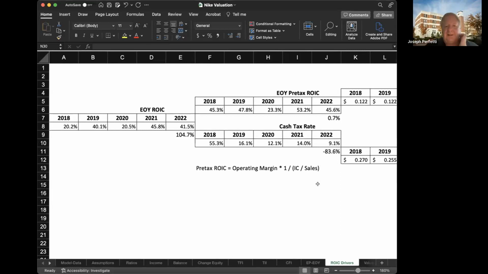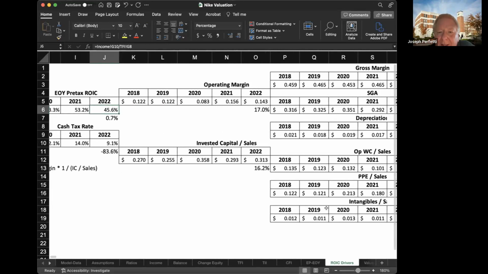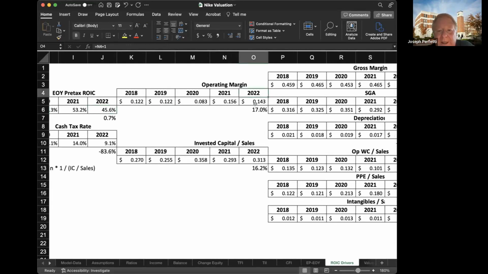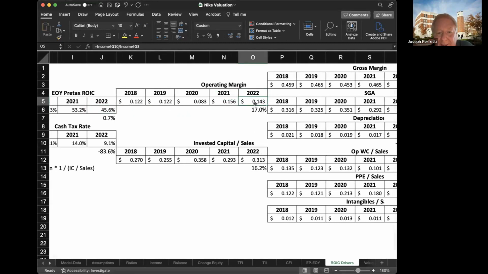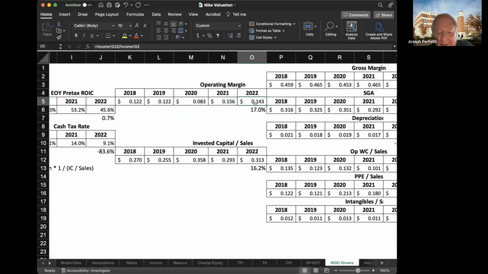Here's Nike. So this is Nike's ROIC tree, but what you'll see is their ROIC is higher than a company like Costco. It's around 45% last year. And if you go over here on the tree, their operating margin is higher, 14% versus 3%. So you buy a pair of Nike shoes, like I said, they're making a lot more money on their shoes than Costco is on selling their products.